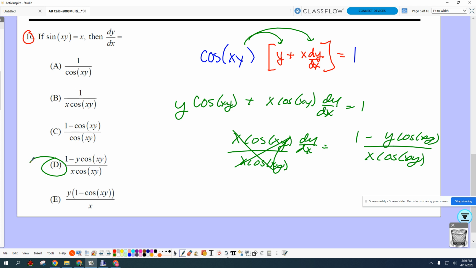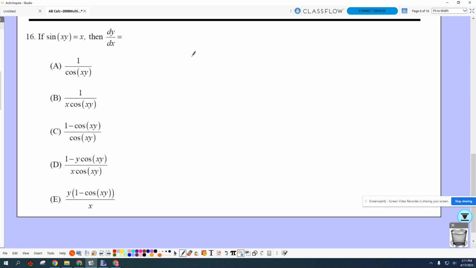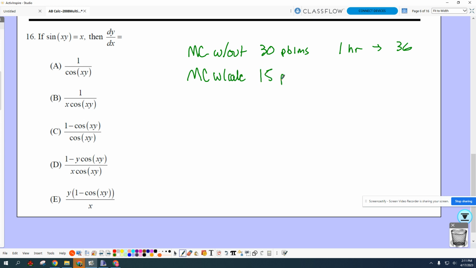So do you guys understand the format of the test? Have you looked at things at all? I did the homework. Multiple choice. The multiple choice without calculator is 30 problems, and you have 1 hour to do it. And it is scaled up to be 36 points. I'll explain that in a second. Multiple choice with calculator is 15 problems. You have 45 minutes, and it goes in the grade book eventually as an 18.